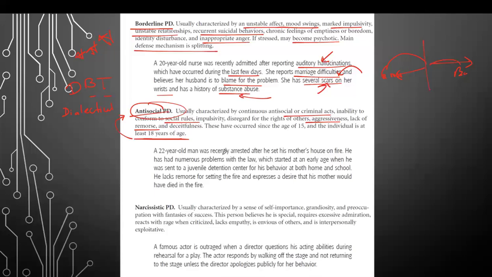A 22-year-old man was recently arrested after he set his mother's house on fire. He has had numerous problems with the law, which started at an early age when he was sent to a juvenile detention center. He lacks remorse for setting the fire and expresses a desire that his mother would have died in the fire. So you can understand that antisocial patients mainly harm others and they don't have any guilty feeling for that.